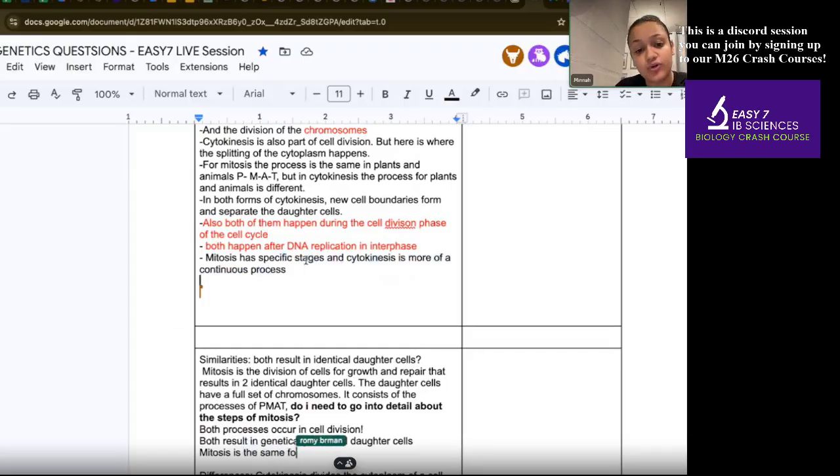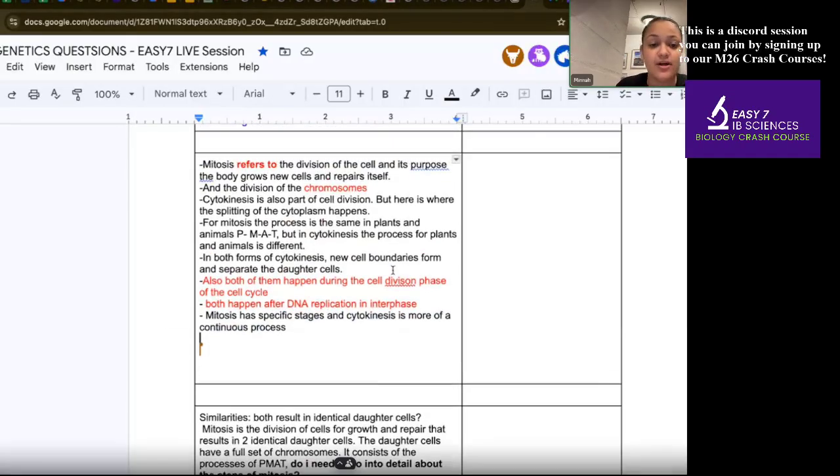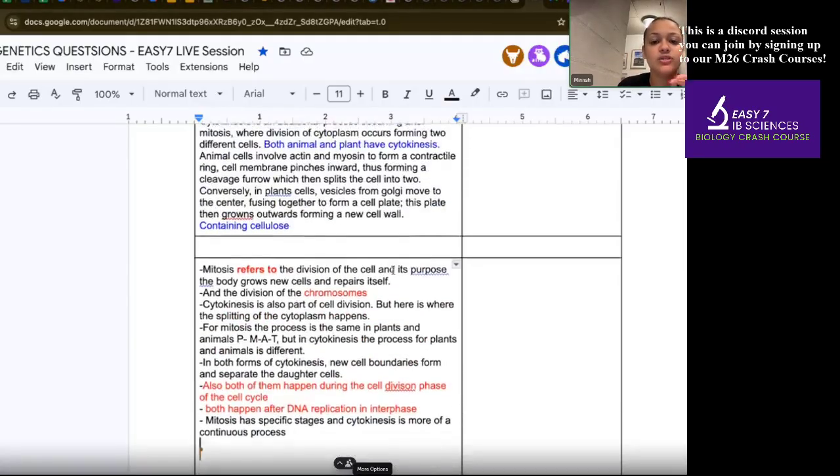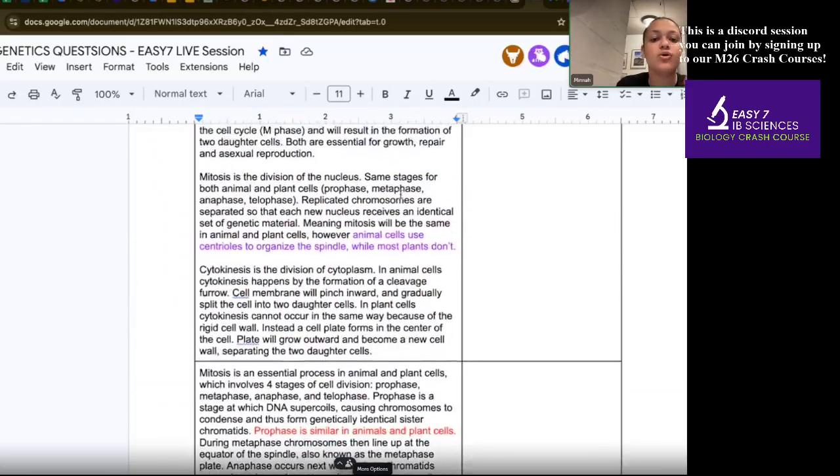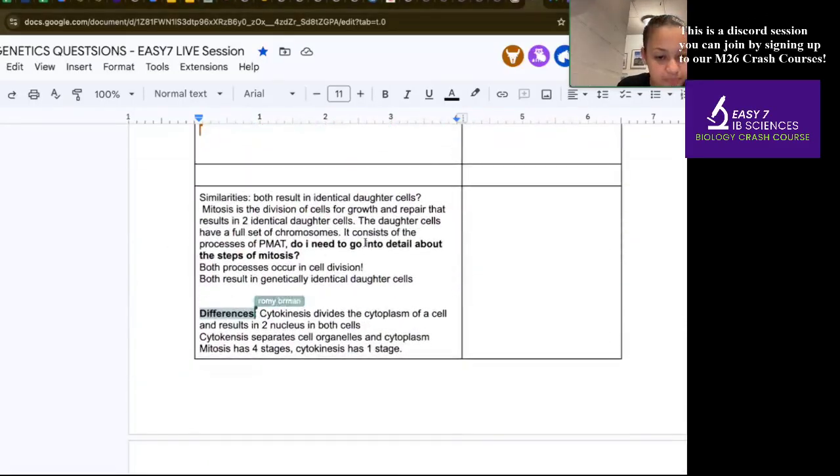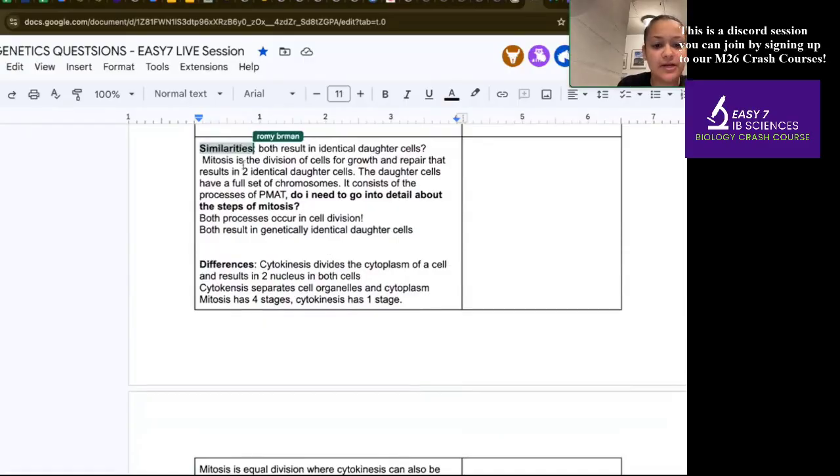So mitosis has 4 stages and cytokinesis has 1. That's a compare statement, okay? So I like that this answer was balanced. I would just make it more into paragraph form, or at least full sentences like the others have done. So here we have similarities and differences.